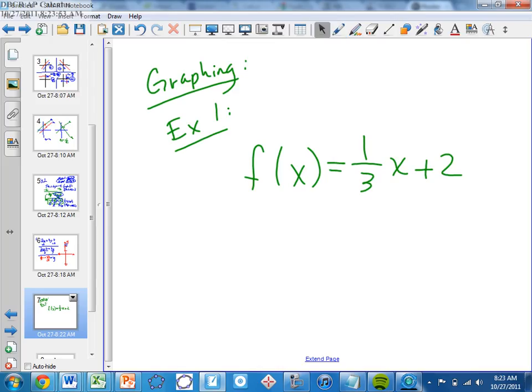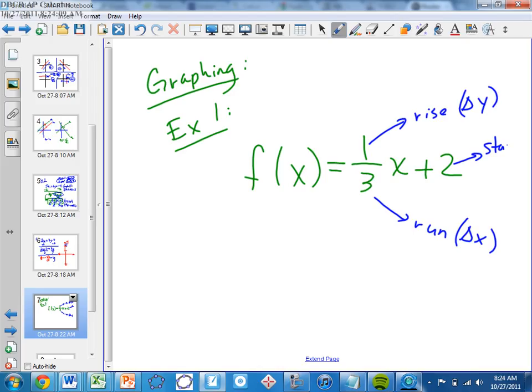It's your starting point. So, for this one, I know that my rise, or my delta y, will be 1. I know that my run, or my delta x, will be 3. And I know that 2 is where I start from. Okay, again, 2 is where I start from. So, using this equation, let's actually graph it now. So, 1/3 x plus 2. Again, that's the equation we're looking at right now. I'm going to go to the next slide.